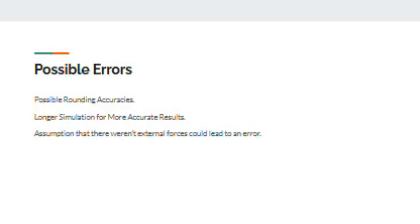Now, what are some possible errors? There are a few things that could affect the accuracy of our results. For example, rounding or numerical precision from the simulation software has led to some issues with some of the first experiment. And running the simulation for too short of a time can lead to inaccurate numbers.